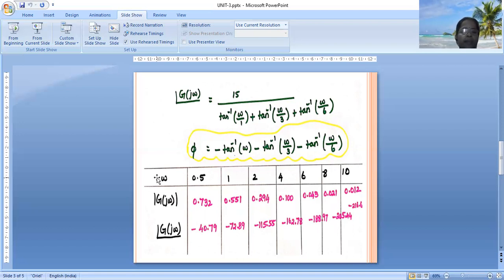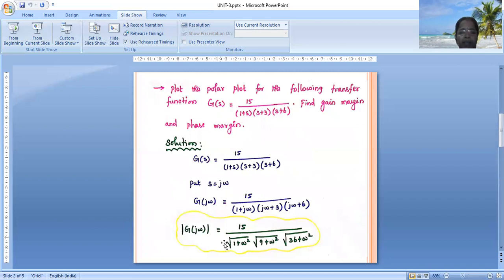Therefore, I have selected omega is equal to 0.5, 1, 2, 4, 6, 8 and 10. For these different values of omega, I am going to calculate my magnitude value and phase angle value. Already we know the formula, this is your magnitude value. Here you have to substitute omega. In this place, omega is equal to 0.5 or 1, 2, 4, 6, like that you have to substitute. Then you have to find out your magnitude.